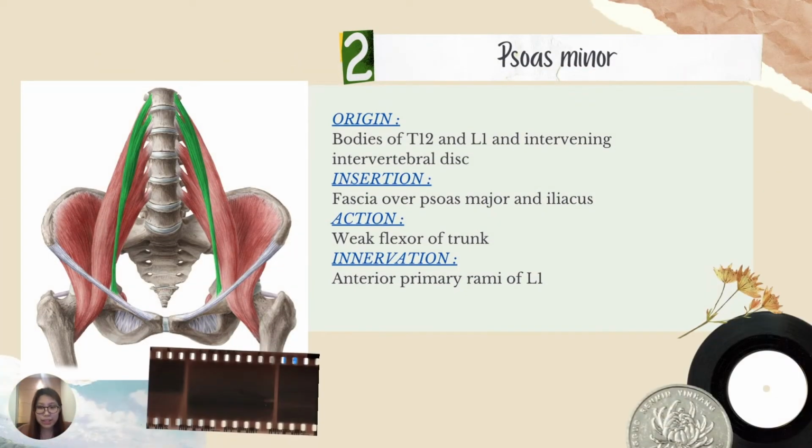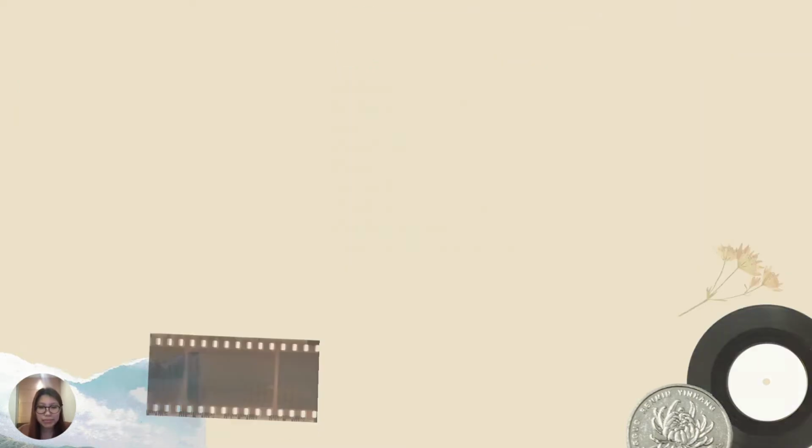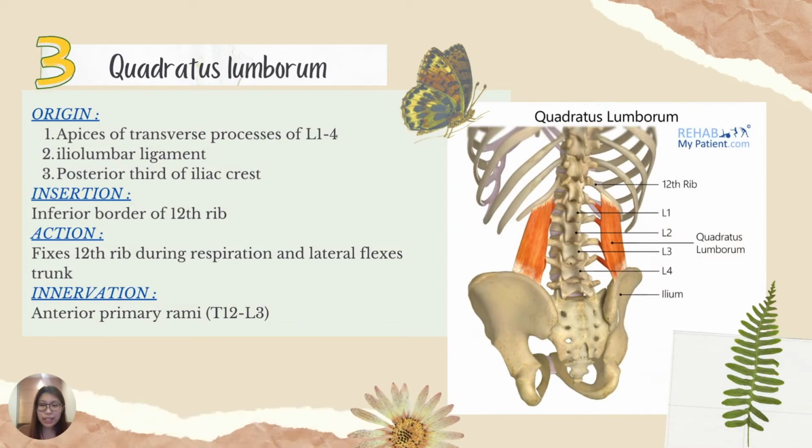Next is the psoas minor. The origin is at the bodies of T12 and L1 and the intervening intervertebral disc, while the insertion is at the fascia over the psoas major and iliacus. Its action is to weakly flex the trunk, and the innervation is by the anterior primary rami of L1.